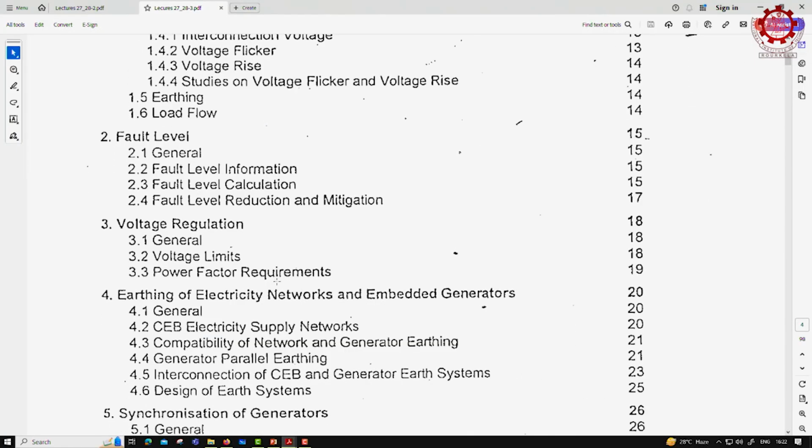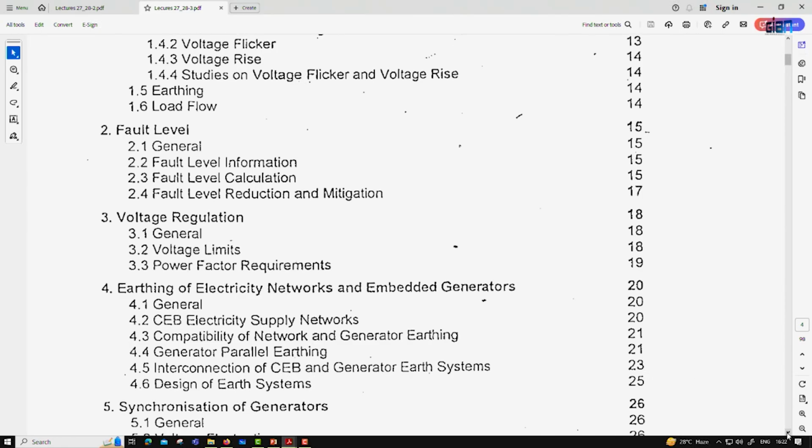You can see fault level, general fault level information, fault level calculation, fault level reduction and mitigation, right. Because more embedded generators are connected to a location, as you increase the number of embedded generators, fault level goes up. So, that is one problem for the network operator. Now, suppose there is a hydropower rich area. So, one by one hydropower plants are coming and getting connected to the distribution network, right, and each time a generator is connected, fault level will go up a little.